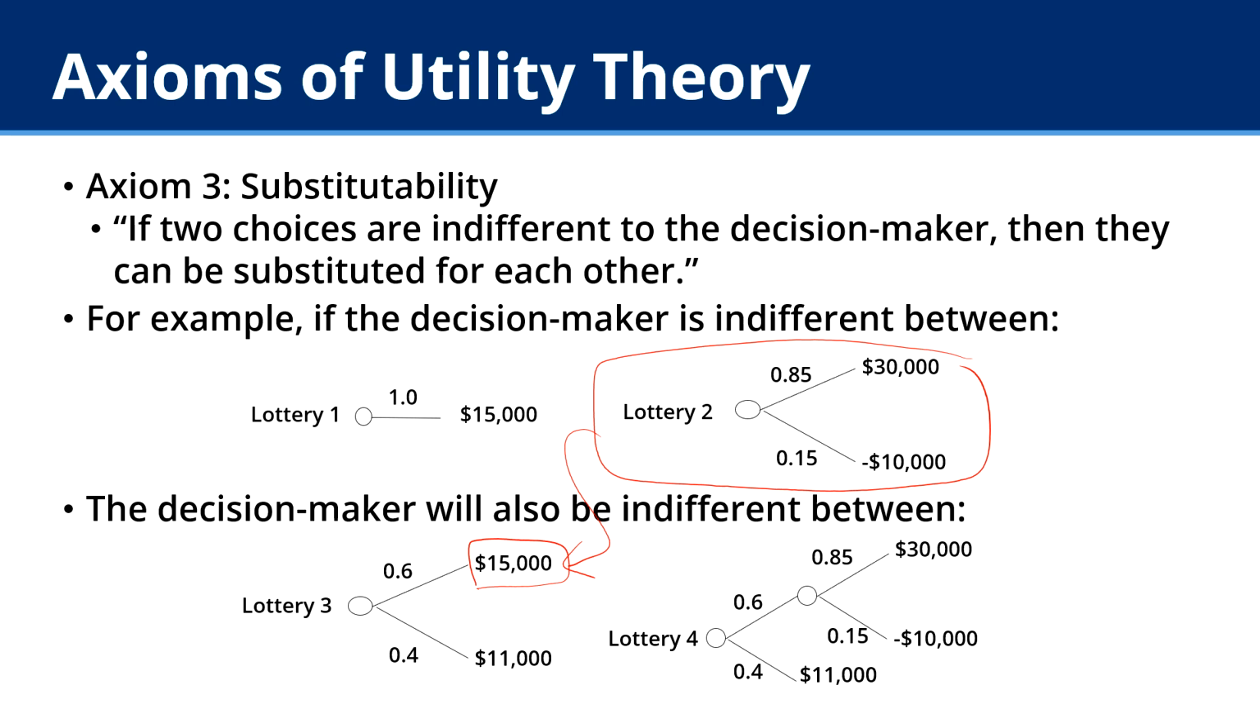Why? Because we know the decision maker is indifferent between a guaranteed $15,000 and lottery 2. So we can directly substitute that $15,000 with lottery 2, and that's where this part of the tree is coming from. So that's directly lottery 2 right there. So this axiom 3, substitutability, allows you to make this substitution.